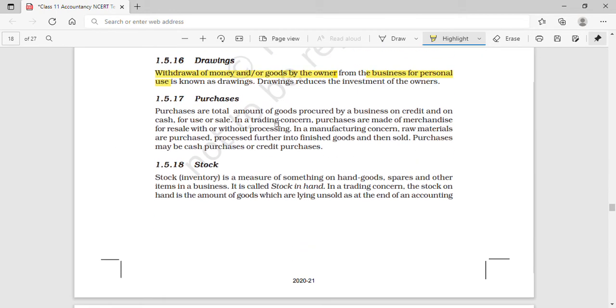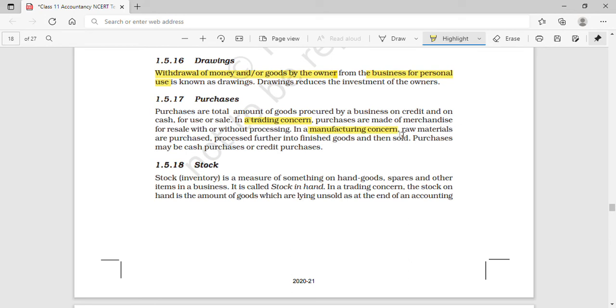Next is your purchases. Purchases are the total amount of goods procured by a business on credit and on cash for use or sale. So you can use it or use it for selling purposes. Purchases are made of merchandise for resale with or without processing. There are different concerns. One is for your trading and the other one is for your manufacturing.